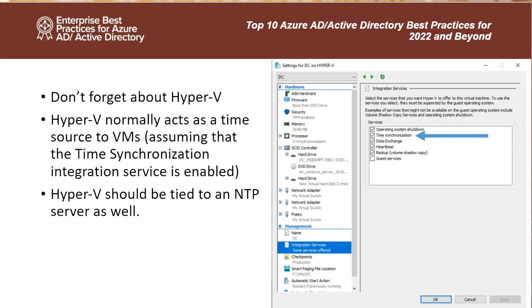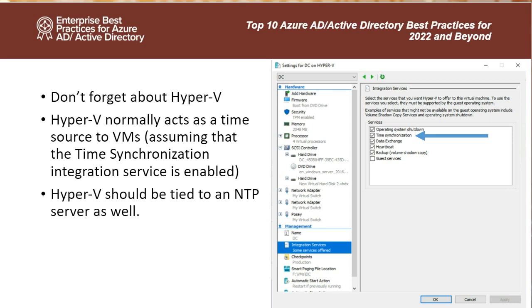So what happens is when you virtualize a domain controller using Hyper-V, and you've got the time synchronization integration service enabled, which you can see on the right side of the slide what that looks like, then the Hyper-V server ends up becoming the authoritative time source for the domain controller. So the virtualization host maintains the time. It passes its time to the domain controller, which the domain controller then propagates throughout the organization.